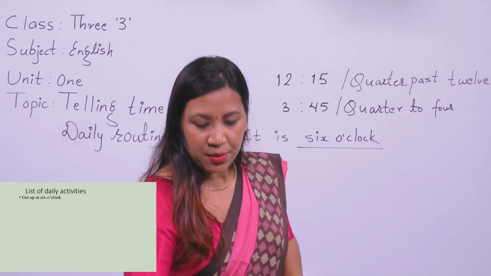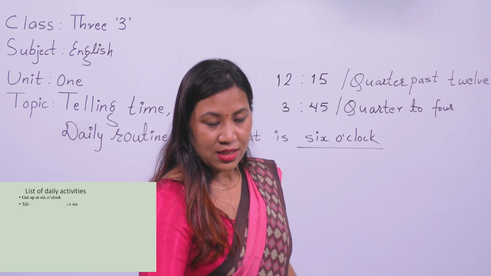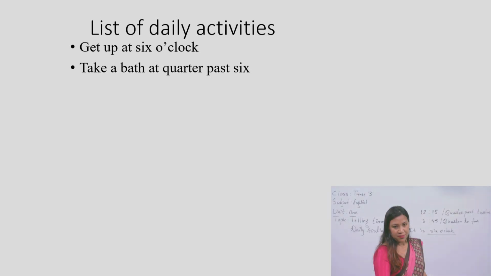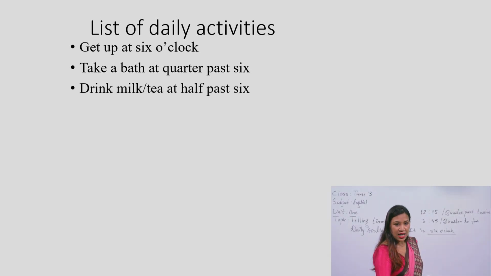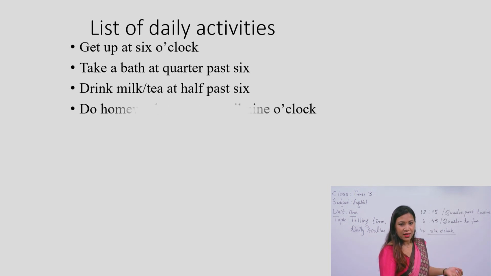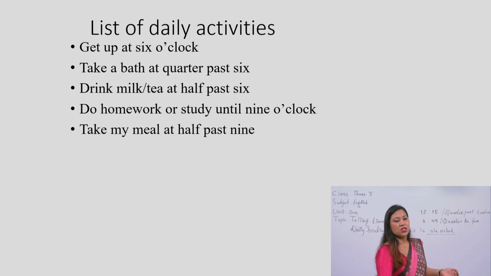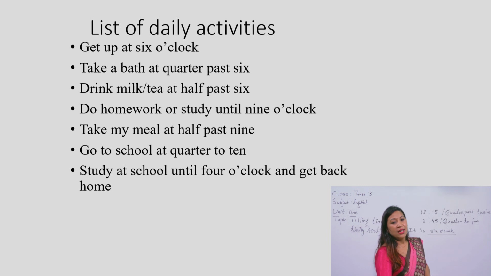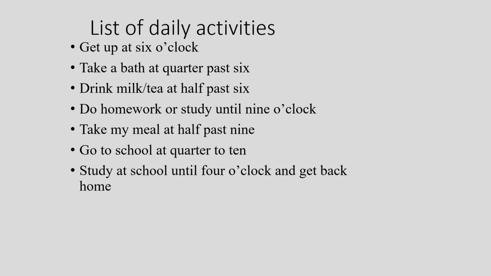Okay, I get up at 6 o'clock. I take a bath at 6:15. This is my routine according to the time. I drink milk, tea, or coffee. Different people have different choices. At 6:30, I do my homework or study until 9 o'clock. I take my meal at 9:30. I go to school at 9:45. I study at school until 4 o'clock and get back home.